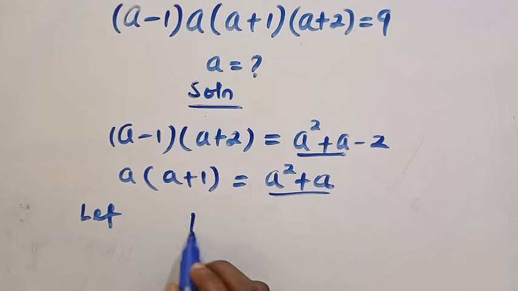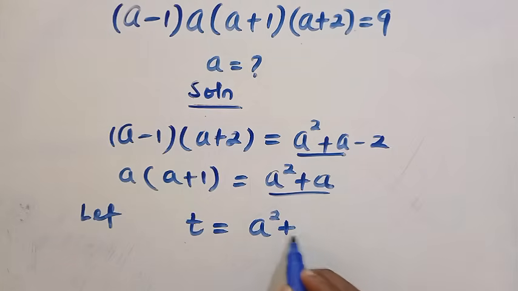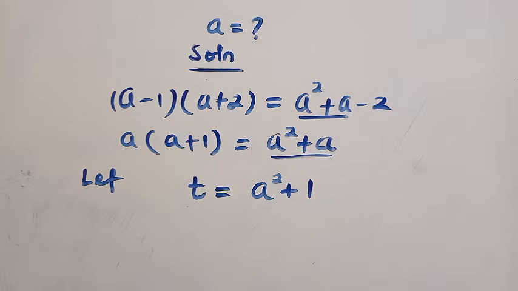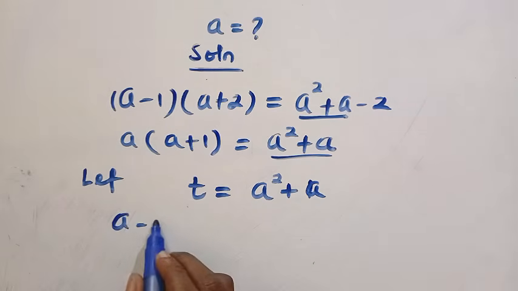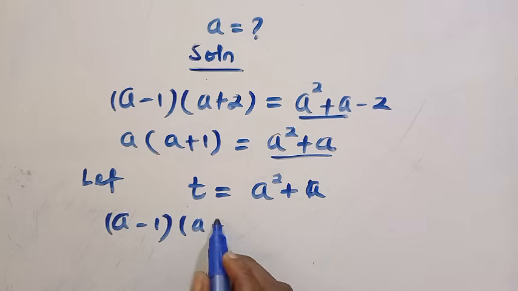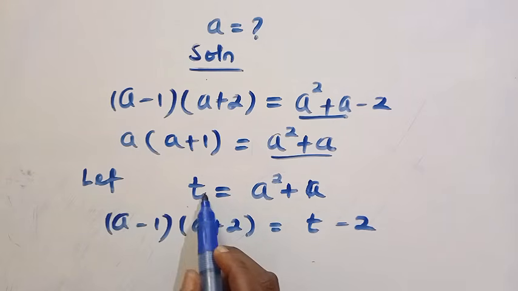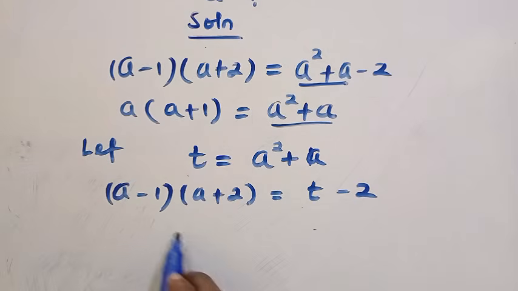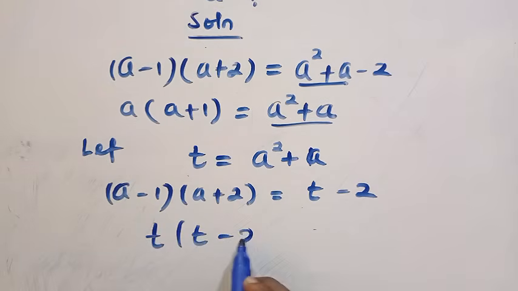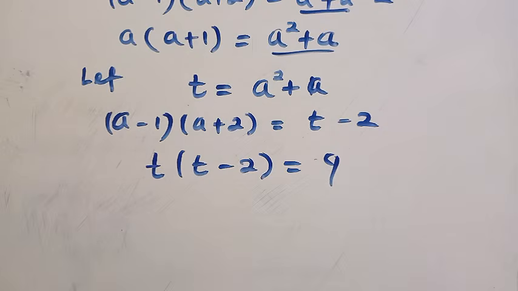If I let t equal a squared plus a, then for a minus 1 multiplied by a plus 2, this gives us t minus 2. And we have the bracket a plus 1 as already t. By putting this together, we are going to have t bracket t minus 2 equals 9. Make sense? If we expand this, we can start solving this quadratically.